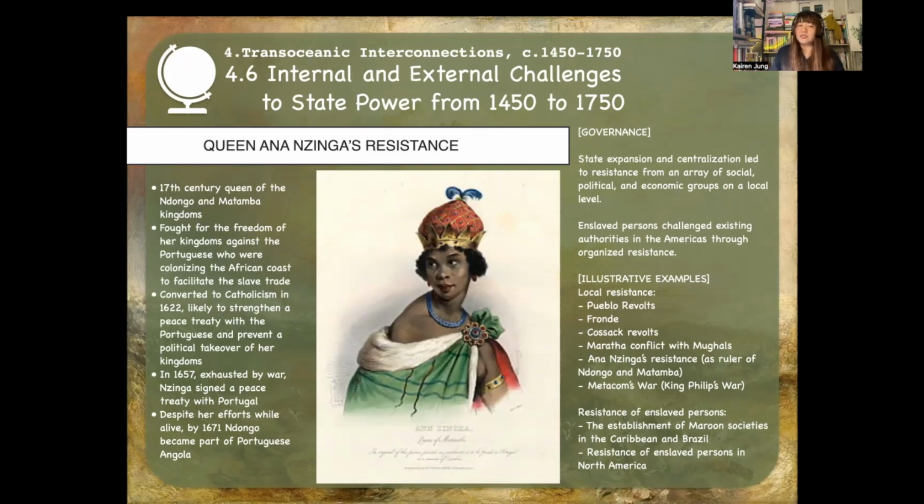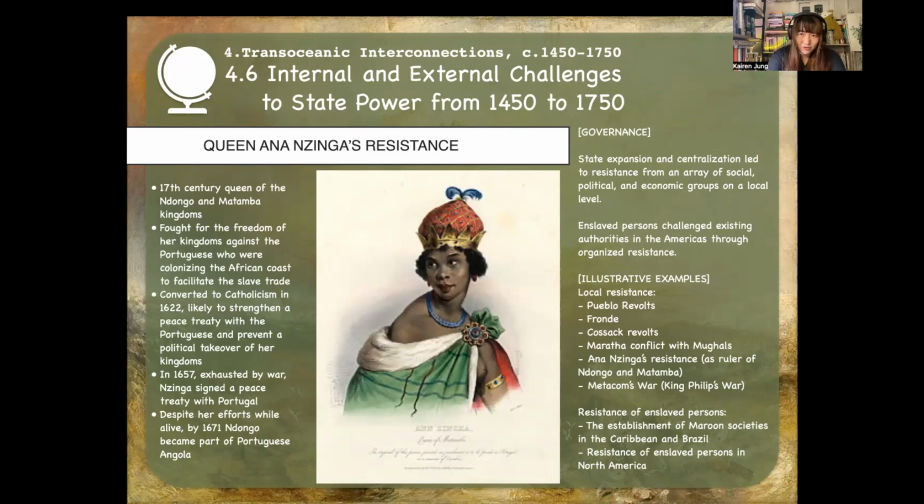She converted to Catholicism in 1622, likely to strengthen a peace treaty with the Portuguese and prevent a political takeover of her kingdoms. But in 1657, exhausted by war, Nzinga eventually signed a peace treaty with Portugal. Despite her efforts, by 1671, Ndongo became part of Portuguese Angola.